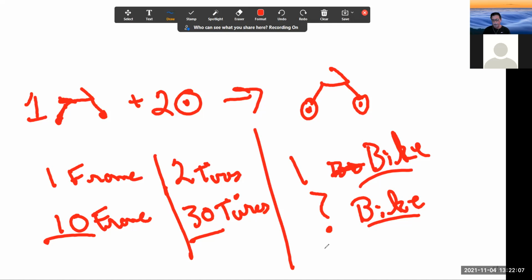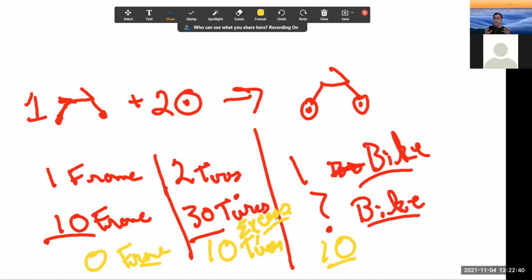10. Exactly. So let me draw this in different colors. I will have 10 assembled bikes. I will have 0 frames, correct? And how many tires would I have left over? 20? Are you sure? No, 10. You got it. So in excess, the tires are in excess.